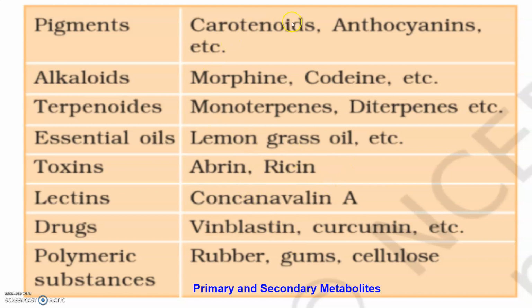Now this is a list of some of the primary as well as secondary metabolites. These can be alkaloids, terpenoids, essential oils, toxins, lectins, drugs, polymeric substances, pigments, etc. Carotenoids and anthocyanins are pigments. Alkaloids like morphine and codeine. Terpenoids like monoterpenes and diterpenes. Essential oils like lemongrass oil. Abrin and ricin are toxins. Concanavalin A is a lectin. And there are many other such secondary metabolites.